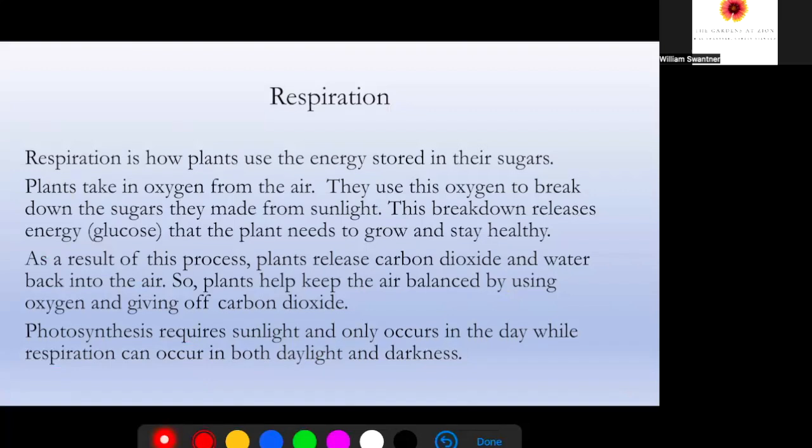Photosynthesis. Second thing is respiration. Respiration is how plants use the energy that is stored in sugar. Plants take in oxygen from the air, and you just saw the diagram. They use this oxygen to break down the sugars, the glucose that was made from sunlight, that the plant needs to grow and stay healthy.